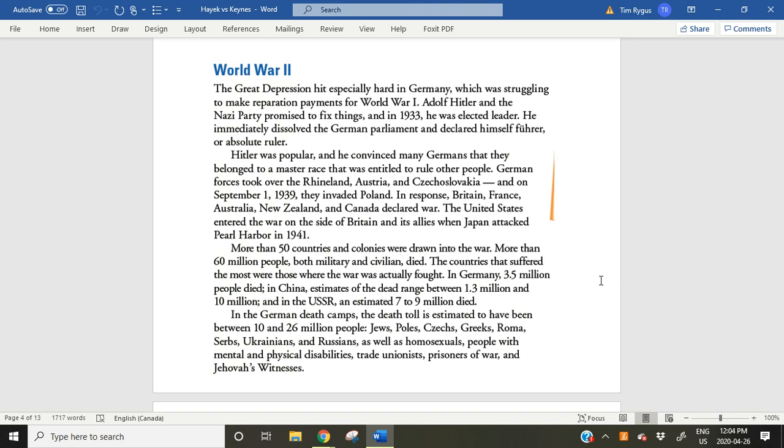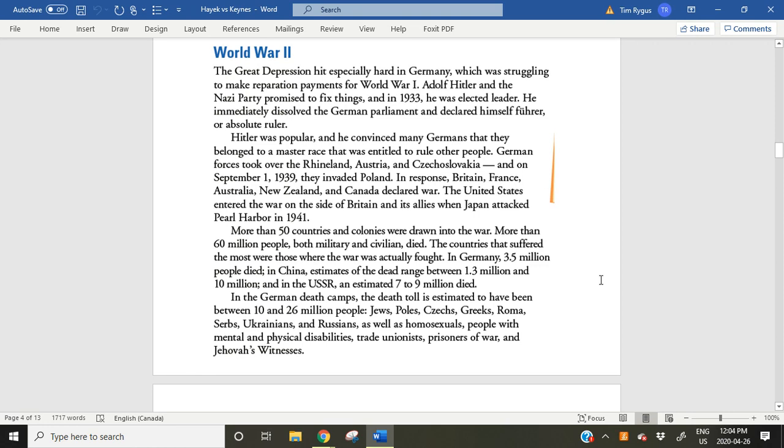So Hitler's popular. He convinces Germans they belong to this master race, they should rule other people. This brings the whole world into this war. World War II is much more destructive than World War One. It says here 60 million, it's more like 75 million people died, including the Holocaust and the Holodomor and other famines. So World War II is just beyond destructive.